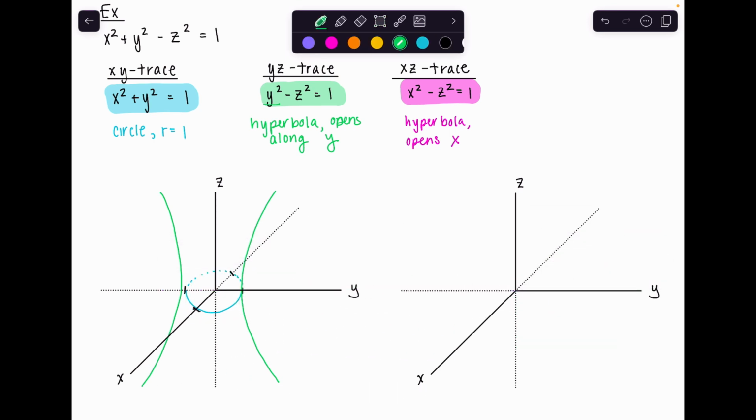And now let me label each of these because I did not do this. This is y squared minus z squared equals 1. And then this right here is x squared plus y squared equals 1.